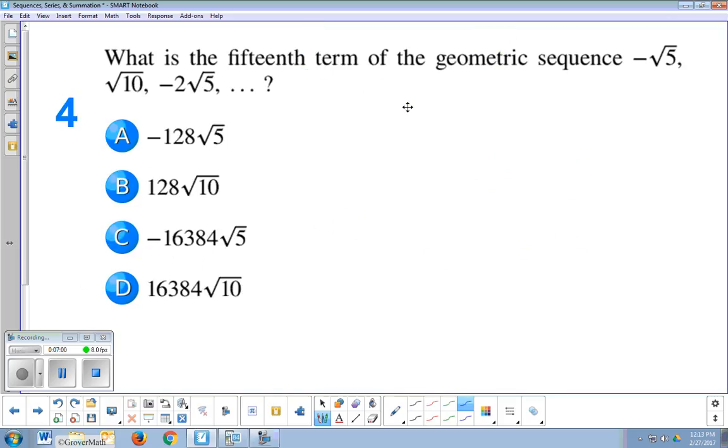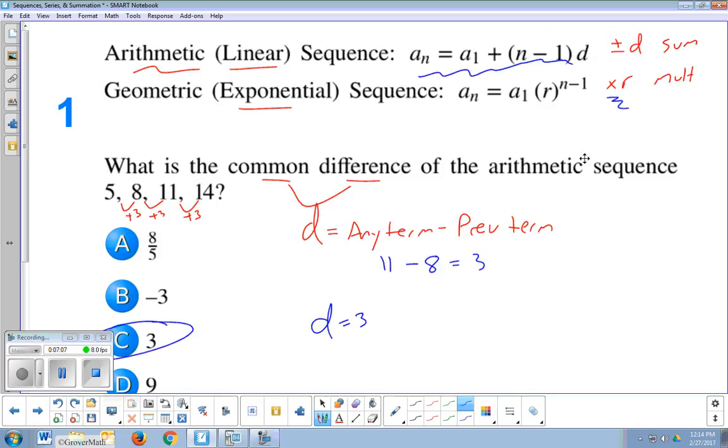Like number 4. What is the 15th term of this geometric sequence? All right, well, for the 15th term, we need the explicit formula, which we have over here. We have an a sub n arithmetic and an a sub n geometric explicit. And here, the arithmetic was the first term plus n minus 1 times d. Well, this is the first term times r raised to n minus 1. And this should look familiar.